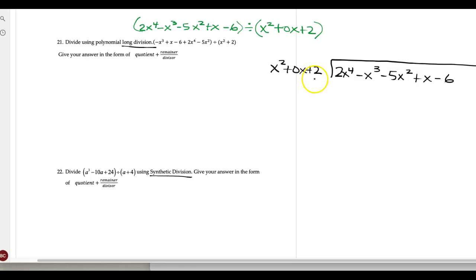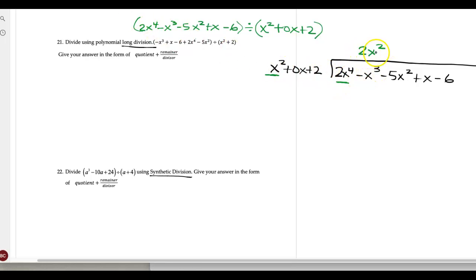Okay, and then when you're doing this long division, we're just looking at this first term and this first term. So just ignore the other parts to start off with. That's going to help us to know how many times we need to divide in. So we're thinking to ourselves, what times x squared gives me 2x to the 4th? Well, 2x squared times x squared gives me 2x to the 4th. That's what I'm looking for there.